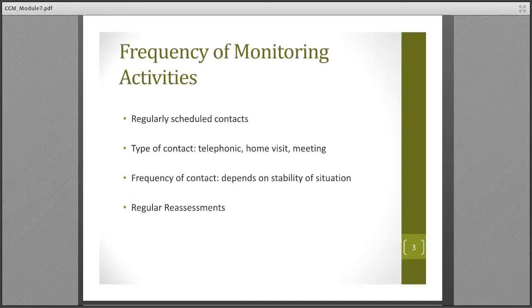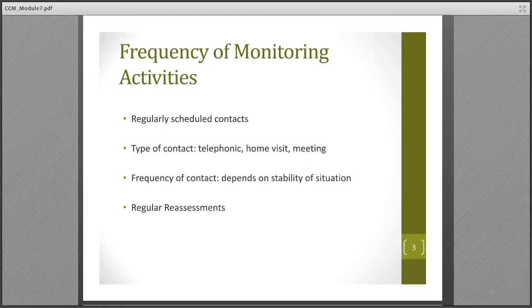So how frequently should we monitor? A regular schedule for the type and frequency of monitoring activities should be established. We need regularly scheduled contacts. We can do this in many ways. We can have telephonic check-ins with the patient to discuss progress or, again, lack of progress towards the person-centered goal. Again, if there's a lack of progress, how does the patient get back on track? How can we help them address and overcome any barriers?